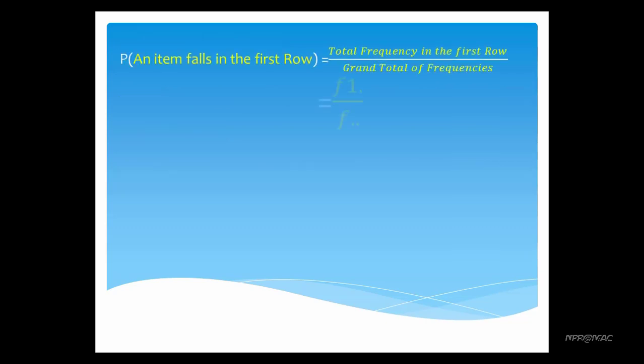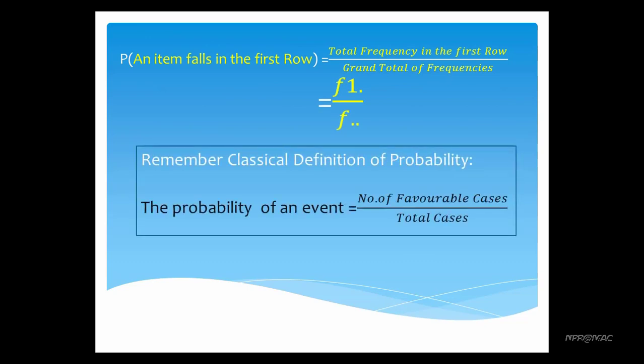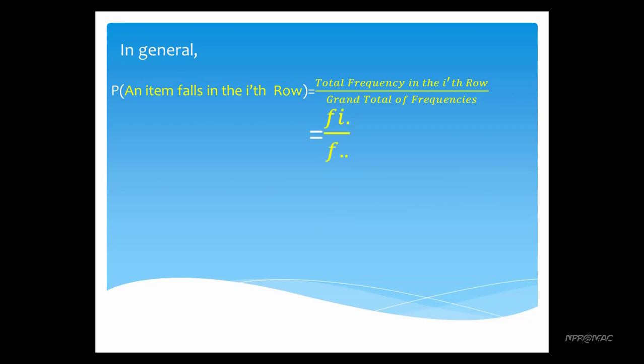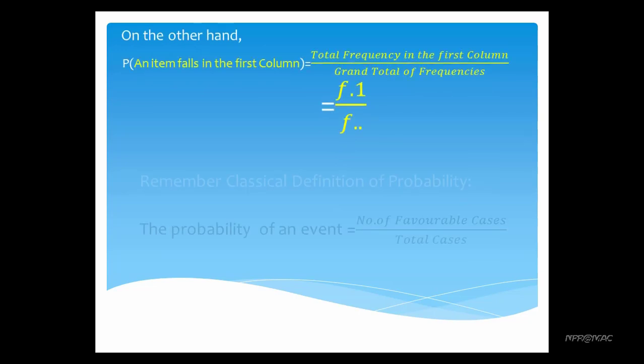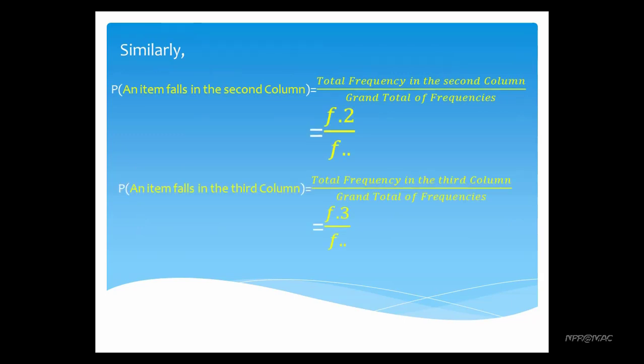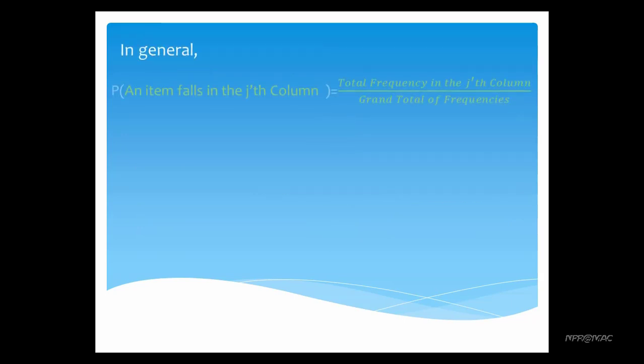Now for doing the test, we must recall some basics in probability theory. We know that the classical definition of probability states that, under some conditions, the probability of an event is the ratio of the number of favorable outcomes to the total number of outcomes. Using this definition, the probability of an individual falling in the first row is F1. divided by F.., and similarly the probability of an individual falling in row i is Fi. divided by F... On the other hand, the probability of an individual falling in the first column is F.1 divided by F.., and similarly the probability of an individual falling in column j is F.j divided by F..